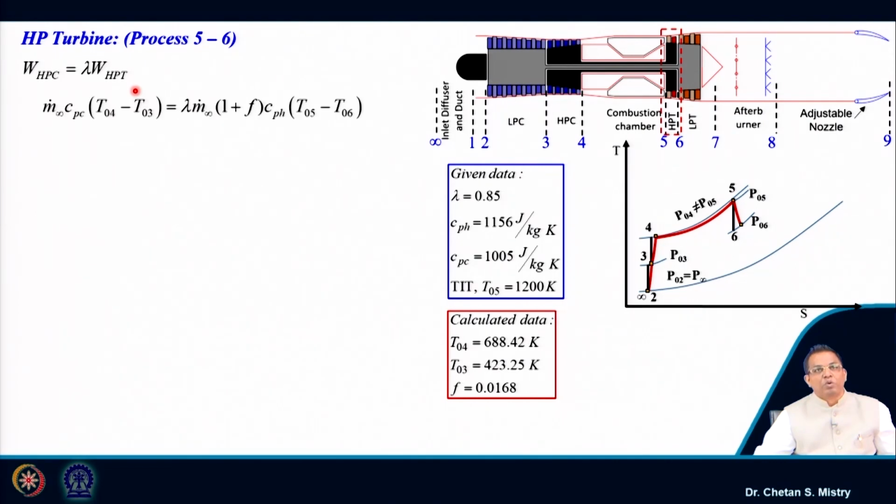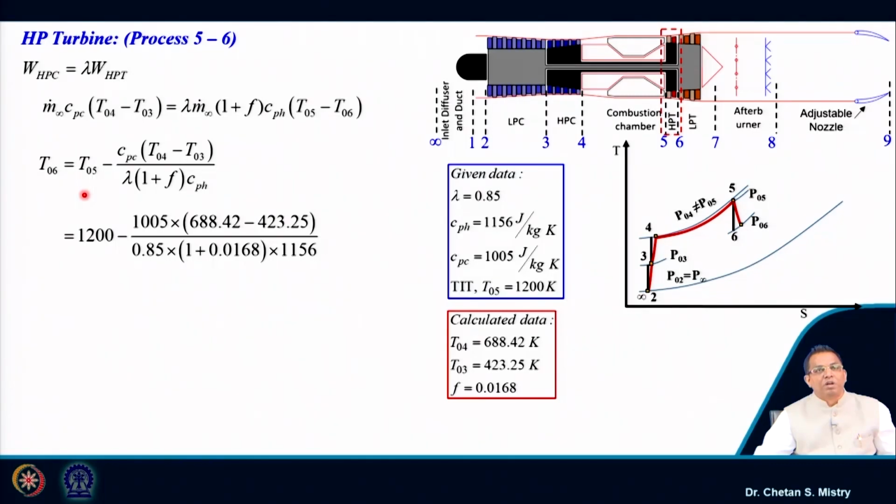Okay. So, here let us put this formula, and by formulation we will be able to find my T06, which is nothing but the exit temperature from my HP turbine. So, if we put these numbers, it says my exit temperature is coming 933.27 Kelvin.